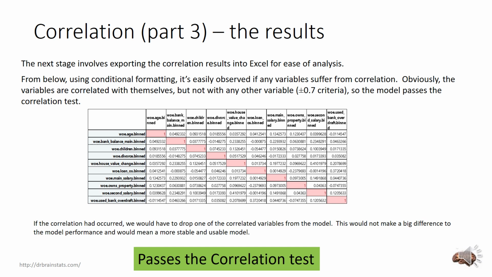With the results exported into Excel, using conditional formatting, it's easily observed if any variable suffers from correlation. Obviously, the variables are correlated with themselves, but not with any other variable based on the plus or minus 0.7 criteria. So the model passes the correlation test. If a correlation had occurred, we'd have to drop one of the correlated variables from the model. This would not make a big difference to the model performance and would mean a more stable and usable model.